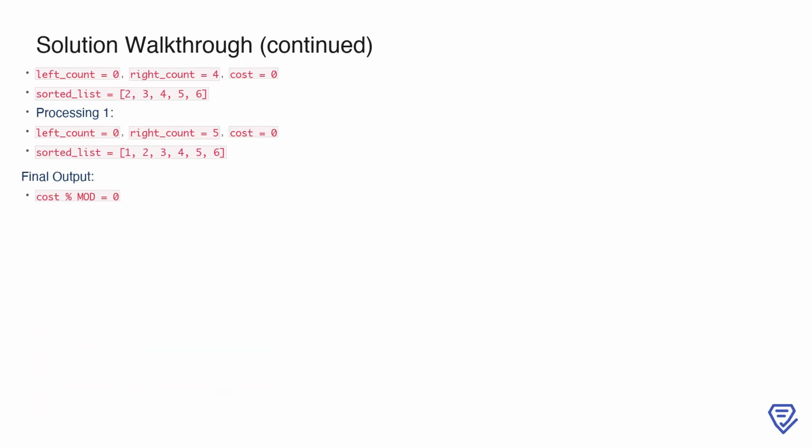Now, we process the number 2. There are no smaller elements, so left_count is 0, and 4 greater elements, 3, 4, 5, and 6, giving a right_count of 4. The cost remains 0, and the sorted list updates to 2, 3, 4, 5, 6. Finally, for the number 1, there are no smaller elements, so left_count is 0, and 5 greater elements, 2, 3, 4, 5, and 6, making right_count 5. Again, the cost remains 0, and the sorted list becomes 1, 2, 3, 4, 5, 6. The final output of the cost modulo mod is 0.